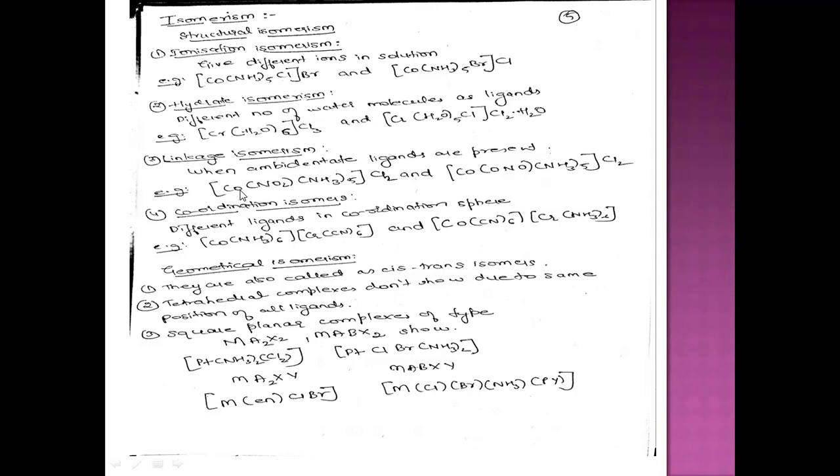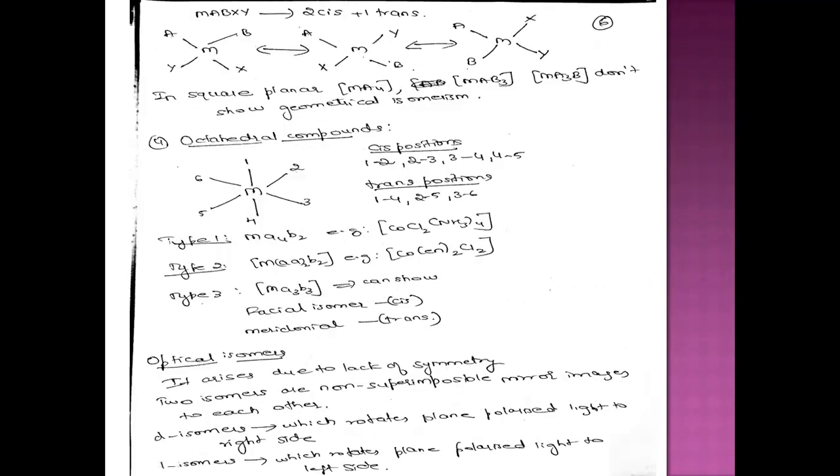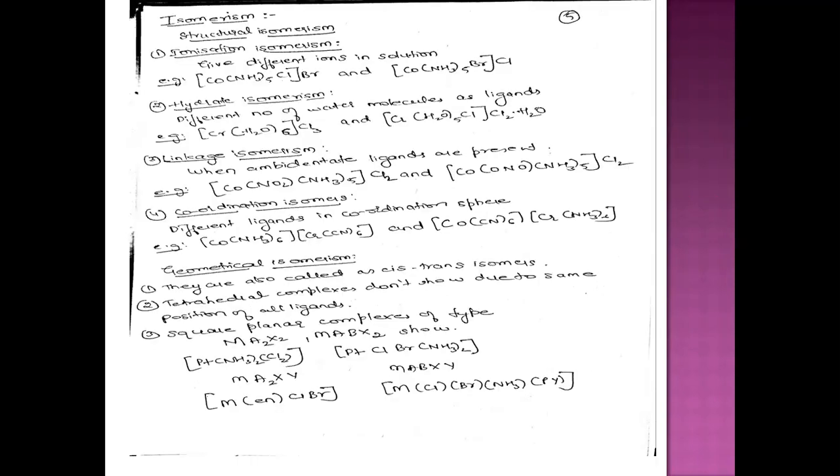Okay, possible. Next comes stereoisomerism. I have not mentioned here. In stereoisomerism, there are 2 types. One is geometrical isomerism, and the second one is optical isomerism. First, we will see what is this geometrical isomerism. They are called cis-trans isomerism.